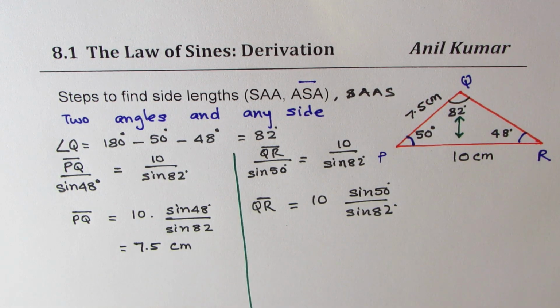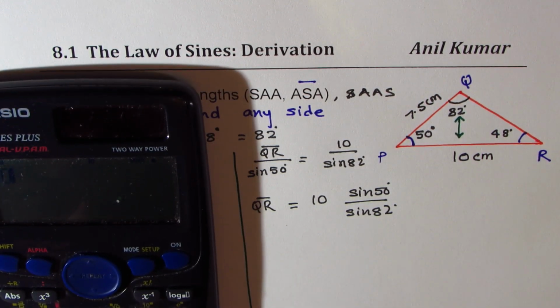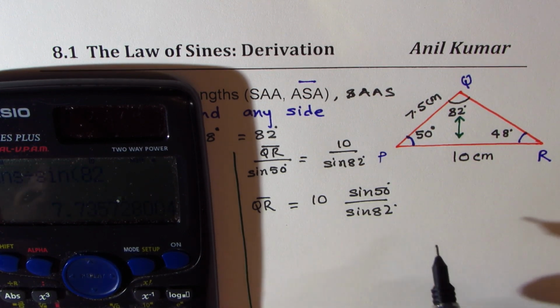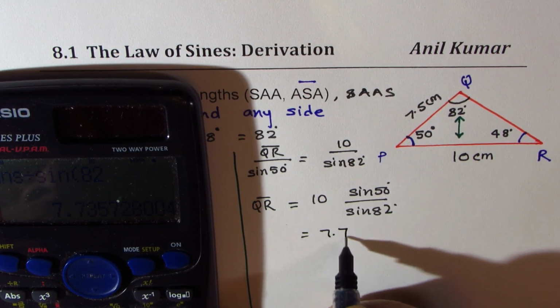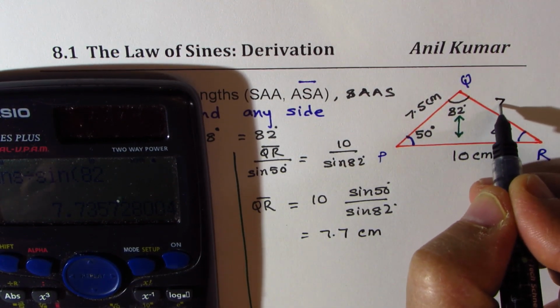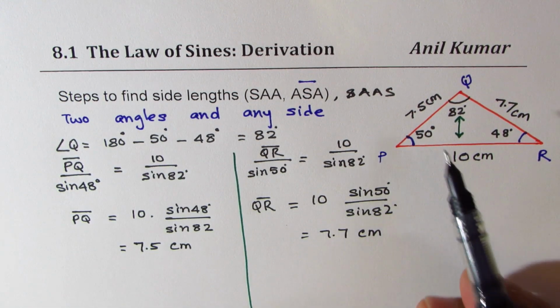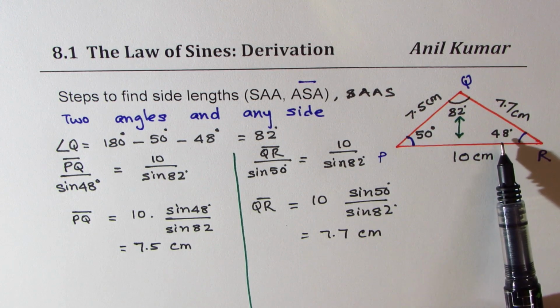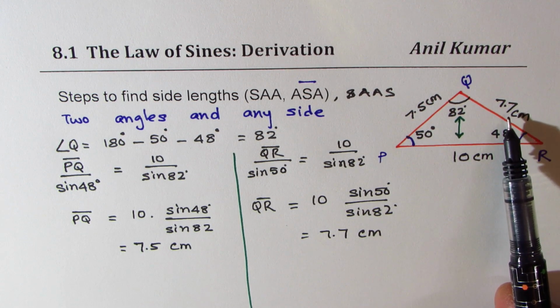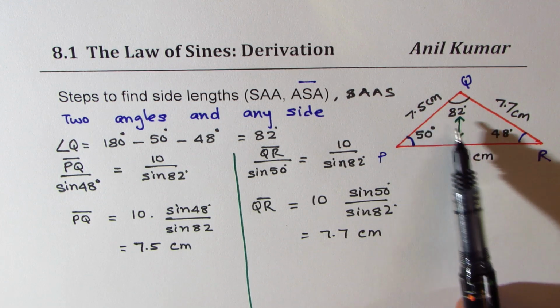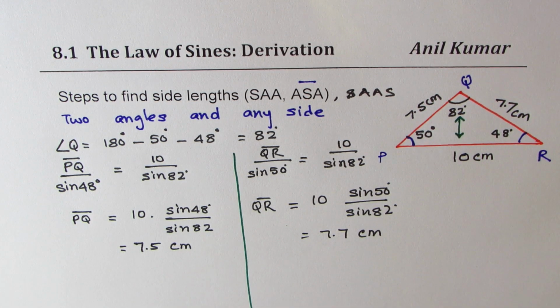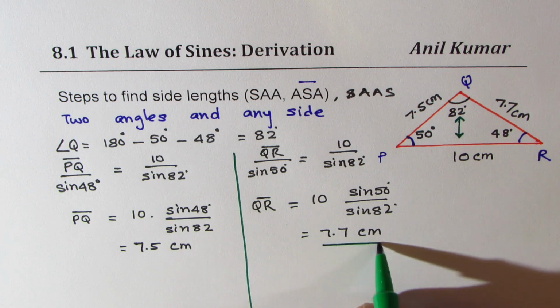Now let's find what QR is. 10 times sine of 50, and we divide this by sine of 82. So we get 7.7 centimeters. Correct? So we'll note that since the angle 50 is slightly more than 48, the side is also slightly more than the side opposite to 48. So that is a good check that you have applied the formula perfectly. Is that clear to you?